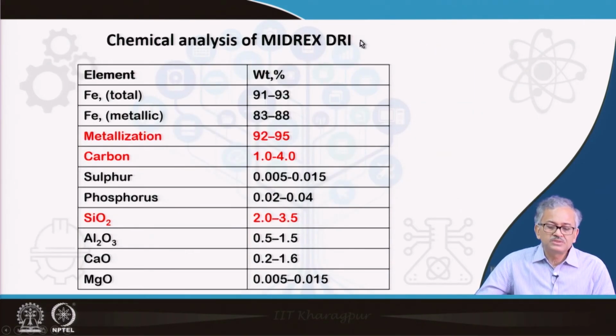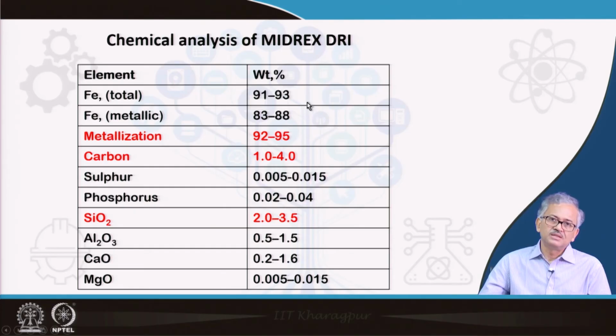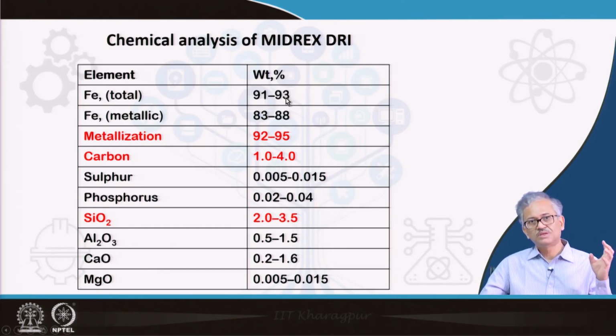So, chemical analysis of the Midrex DRI, you can see the total iron around 91 to 93. I will say that this total iron in the sponge depends on whatever you are feeding. So, if your feed material is not good, you cannot get the total iron. A high total iron indicates that the feed material gangue content is less, such that you can get around 91 to 93. So, the feed material you have to control. Okay. So, any feed you cannot give in the Midrex. Then you cannot get this much of total iron.